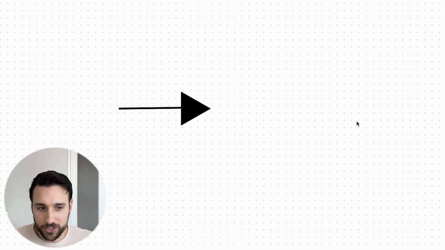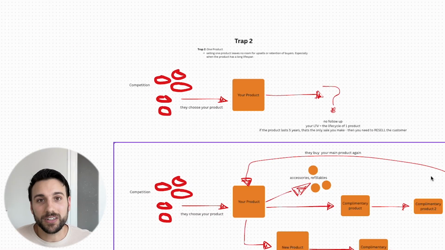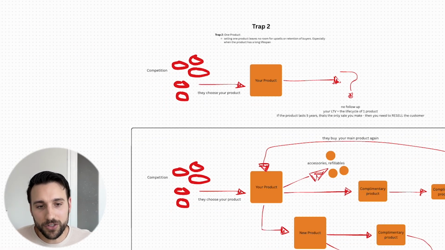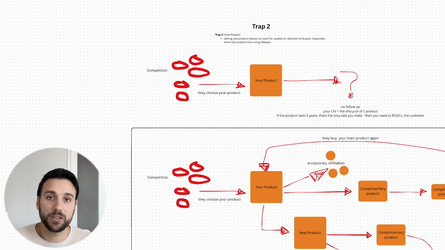Going over to trap number 2, having only one product on your site. Selling one product leaves no room for upsells or retention of buyers, especially when the product has a long lifespan. So if someone's only buying your product one time and the life cycle for your product before it even goes out is 5 years, you're not making another sale or another dollar off of that person for 5 years. And then you have to resell them again on the second time around.